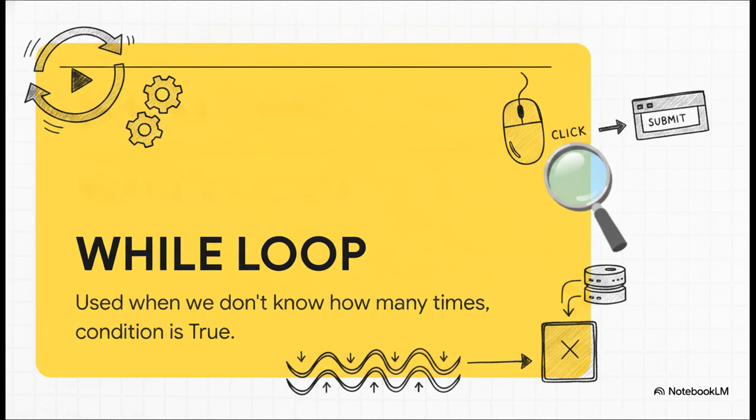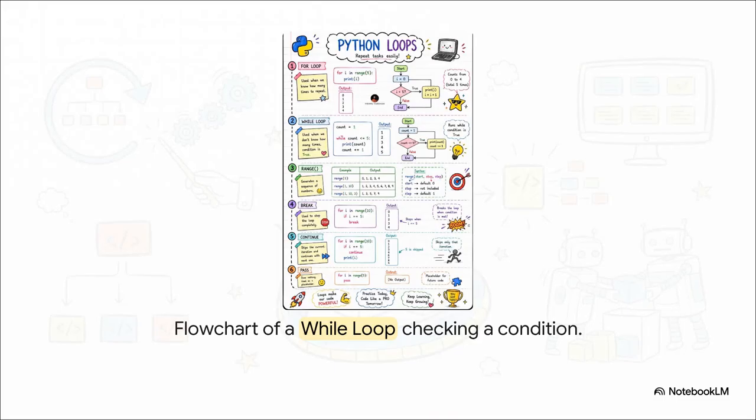Instead of a set number, it just keeps running and running as long as a specific condition remains true. It's super dynamic. You'd use this when you're waiting for a specific event, like a user clicking a button or a file downloading. Tracing the logic here, you'll see the difference.